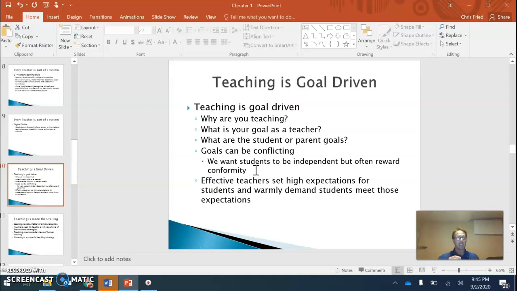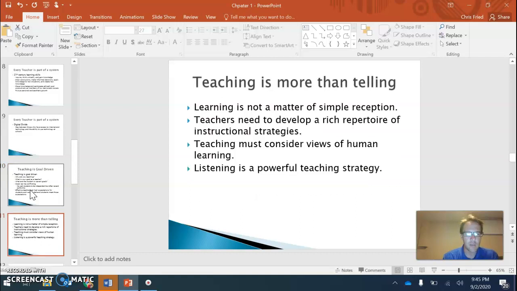So set high expectations and goals for students, and work with them, push them to meet those expectations. They can do it. So goals are important: helping students set goals, as well as us setting goals as teachers.